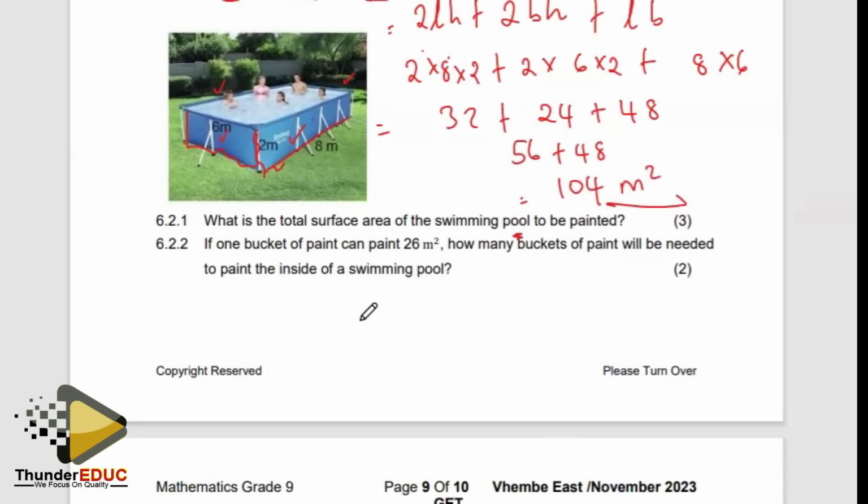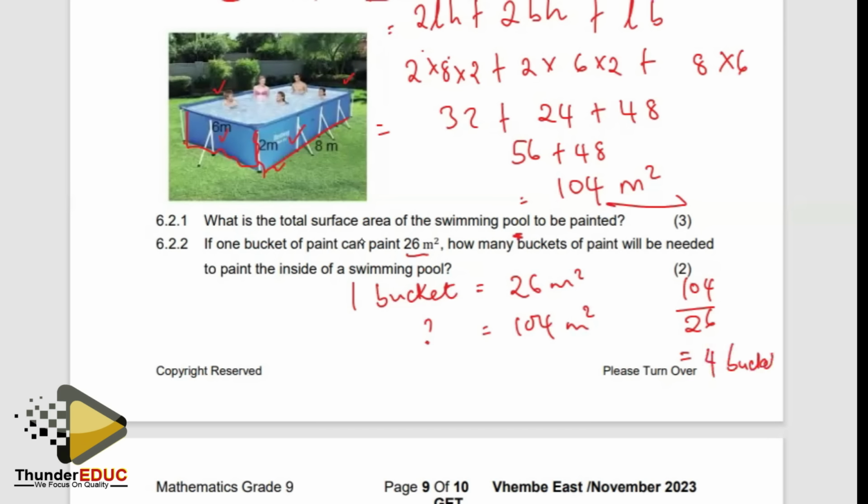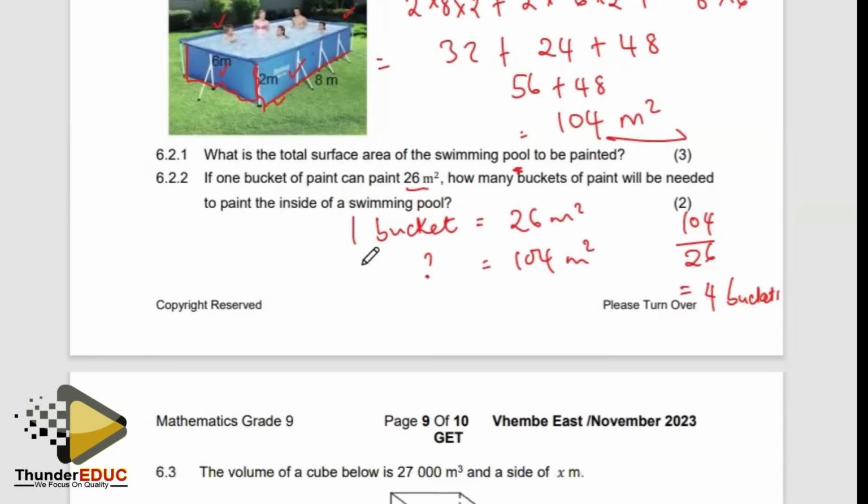Then 6.2.2. If 1 bucket of paint is going to paint 26 meters squared, how many buckets of paint will be needed to paint the inside of the swimming pool? These are proportions now. 1 bucket is 26 meters squared. How about 104 meters squared, how many buckets? So we divide these two: 104 divided by 26 gives us just 4 buckets. So we need 4 buckets to paint the inside of the swimming pool.